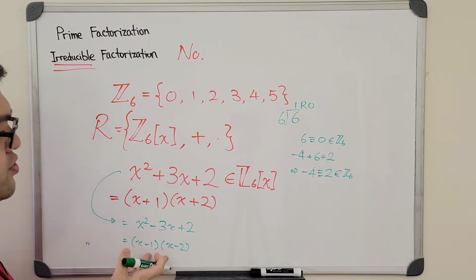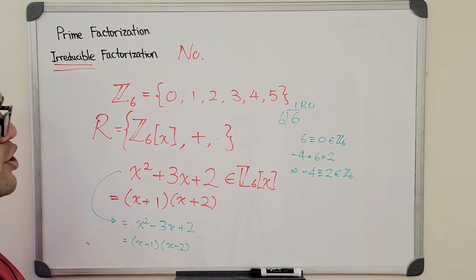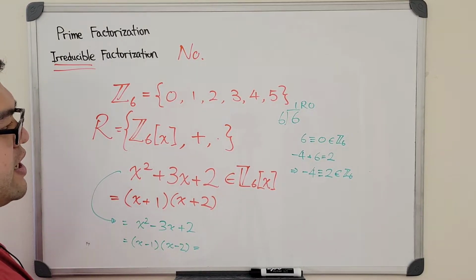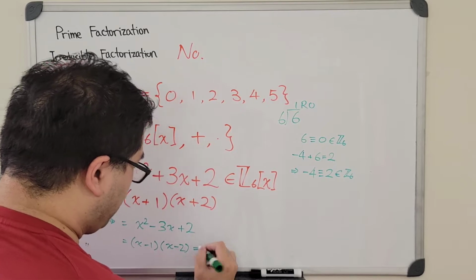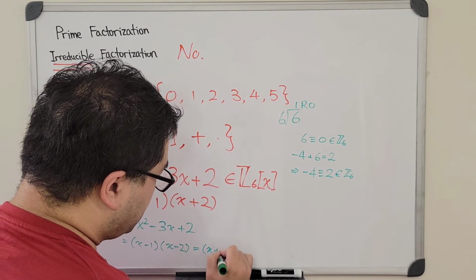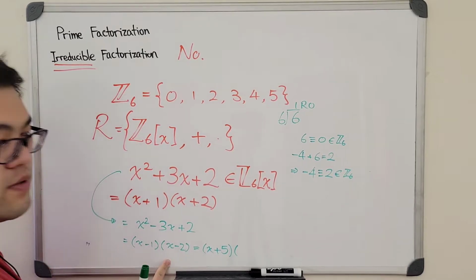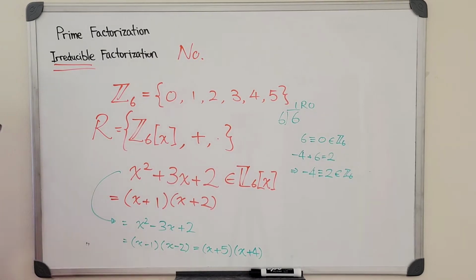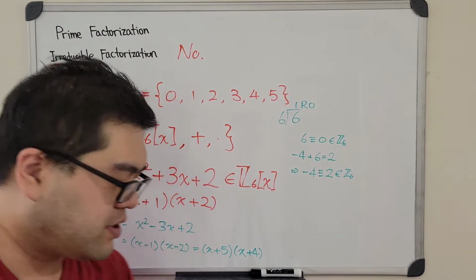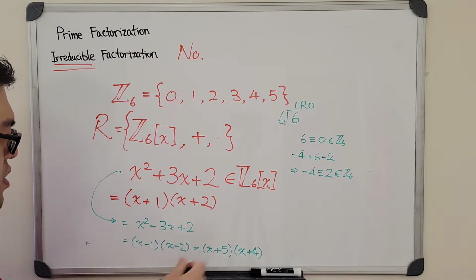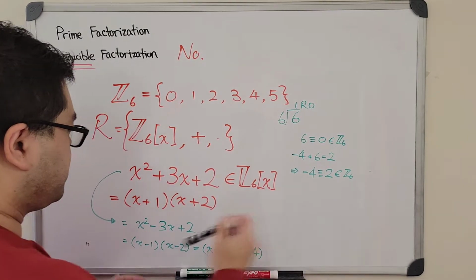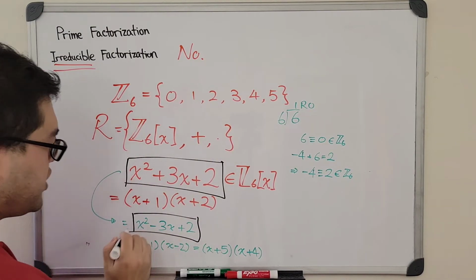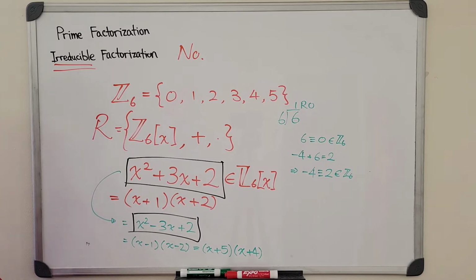But again, we can also play the same game since we're actually in this particular ring. So negative 1 is again equivalent to positive 5. We can just add 6 to get that. And x minus 2, we can rewrite as x plus 4. And again, we just add 6 to it. So here comes the question. These two polynomials are actually equivalent in this particular ring.